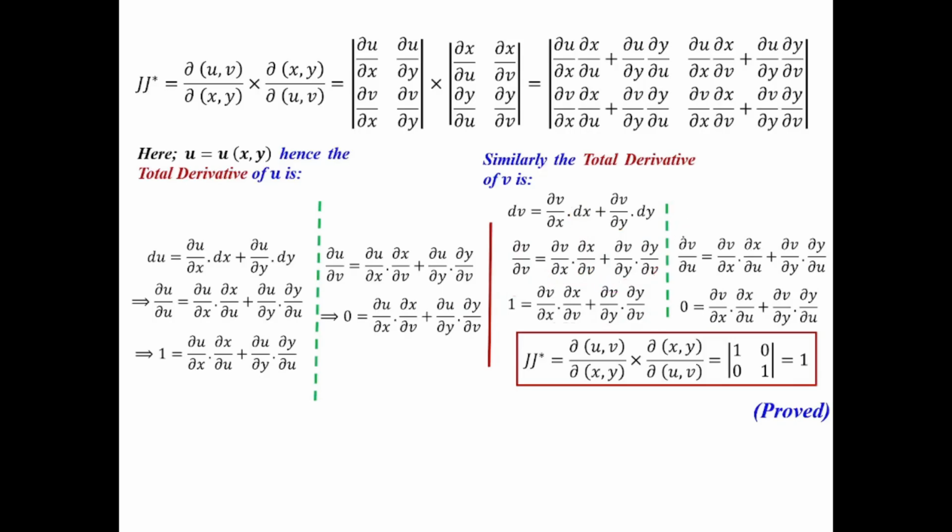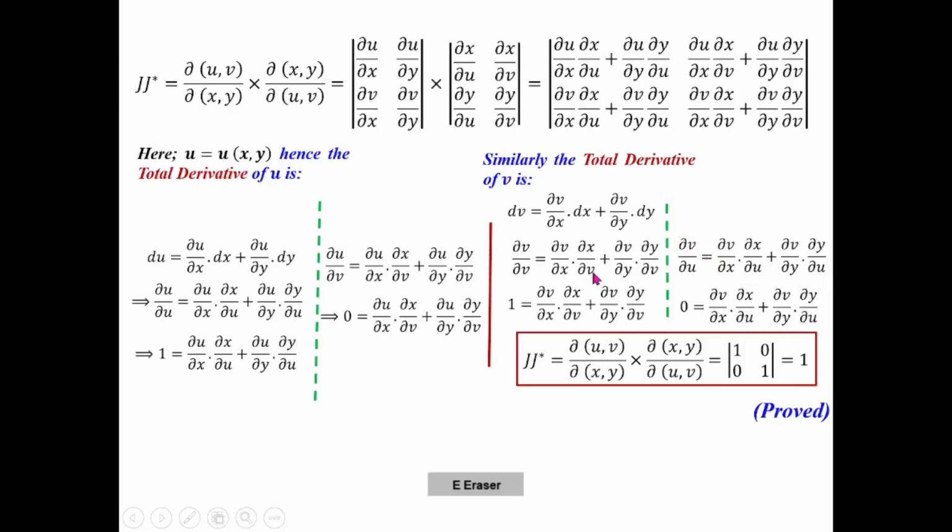If we consider del v by del u for this case, then the right hand side will be equal to 0, and these two terms will be differentiated with respect to u. So the left hand side will be equal to 0, and the right hand side will be del v by del x into del x by del u plus del v by del y into del y by del u. So here the left hand side will be equal to 0, and the right hand side has two terms written as such over here.